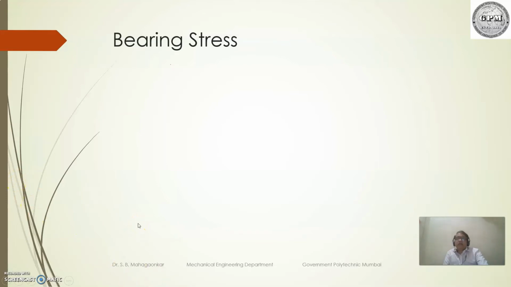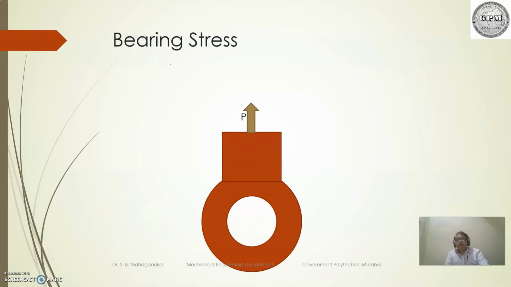Why is it called bearing? It is because the pin is in contact with the eye or the fork, and it is not a rigid contact. So there is a relative motion between the pin and the eye, or the pin and the fork. So that's why it is called bearing stress or bearing pressure. We are not using the term crushing.